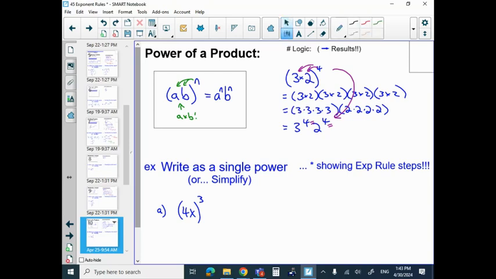So if we were to do this here, we'd have a 4 to the 3 and an x to the 3, right? So we're just writing as single powers. We're not even really evaluating. We could do the 4 to the power of 3, but that wasn't asked for. So that's single power, simplified version of things. It's equivalent, basically.